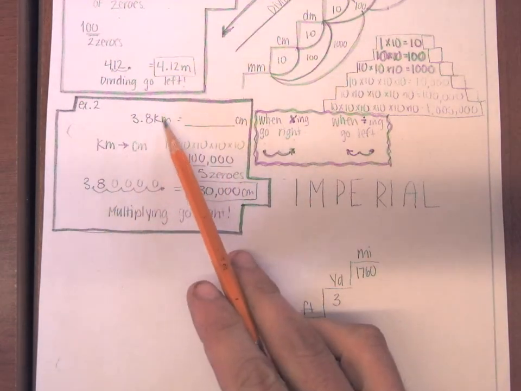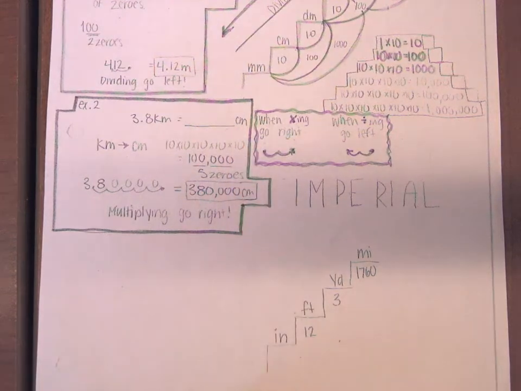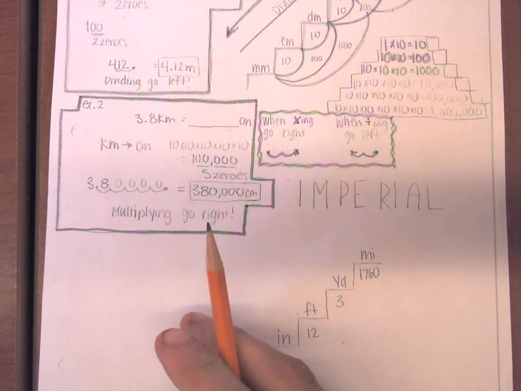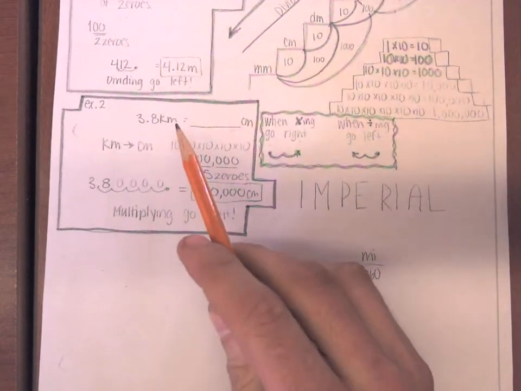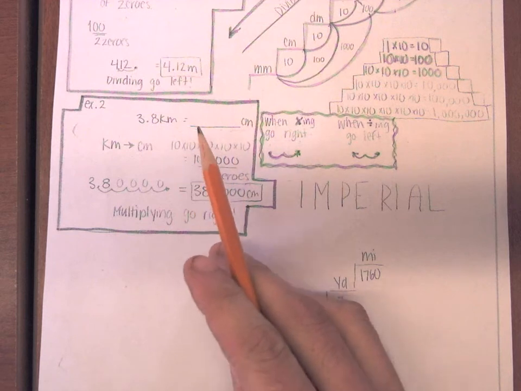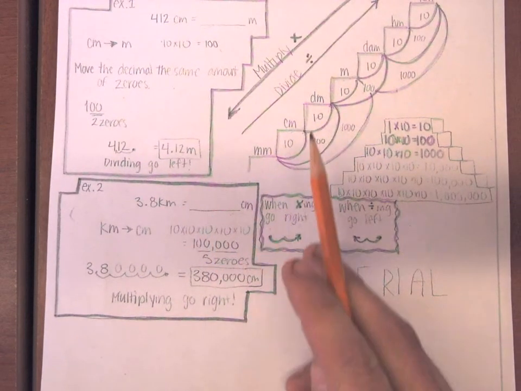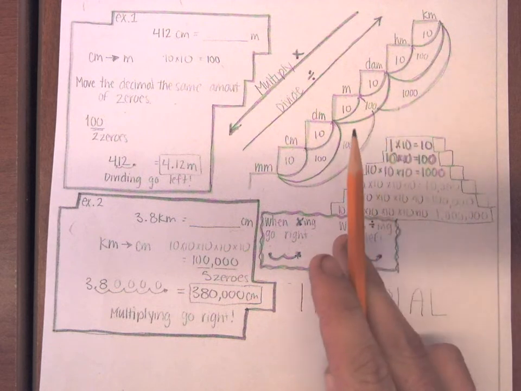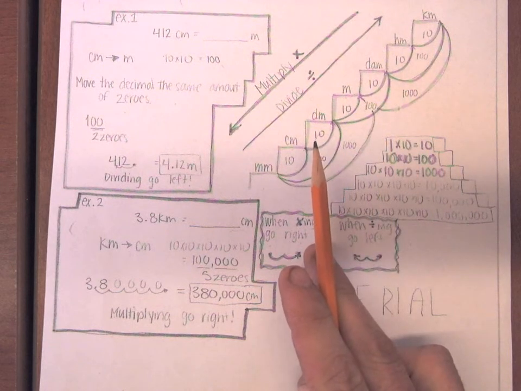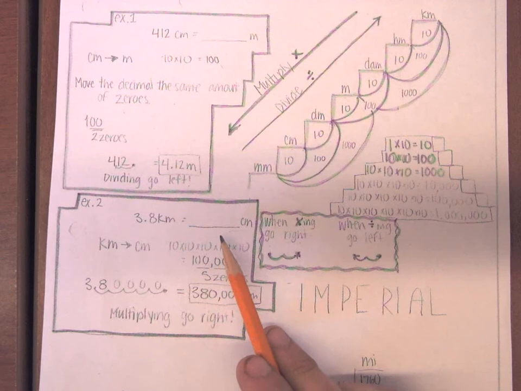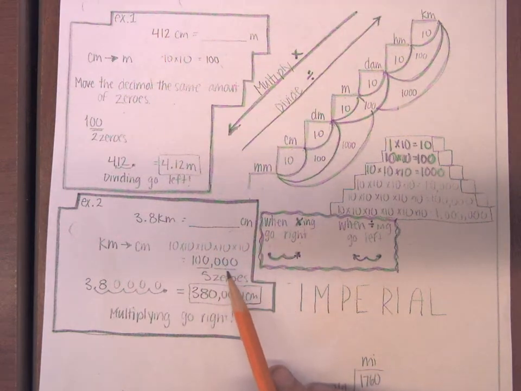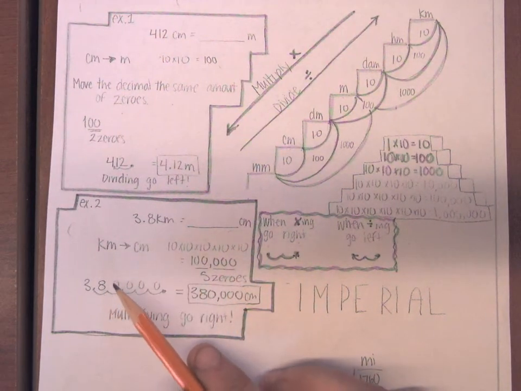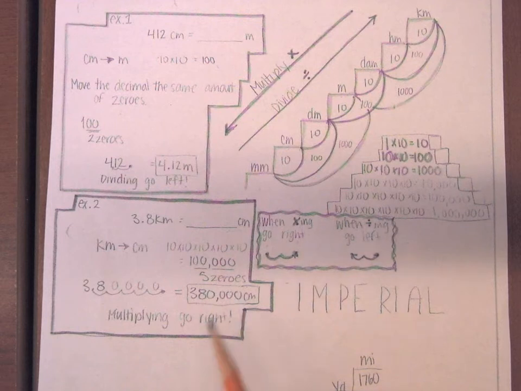3.8 kilometers, and we actually wanted to go to centimeters. That's another example of the metric system. So again, kilometers, down, where's kilometers, all the way down to centimeters. We have to look at how many zeros we're adding. It's 1, 2, 3, 4, 5. So we're going to be moving this 5 positions to get us quite a large number.